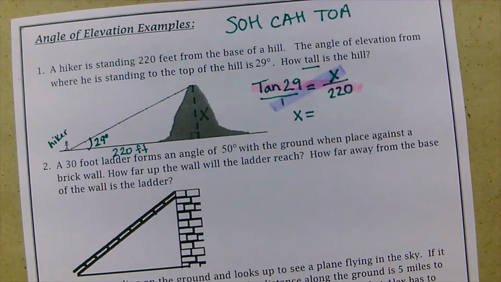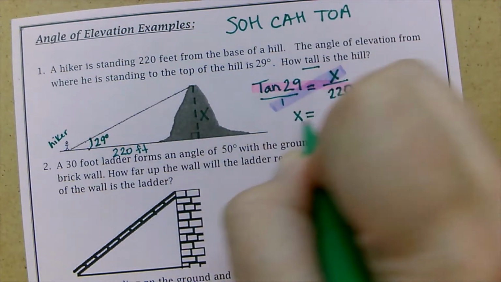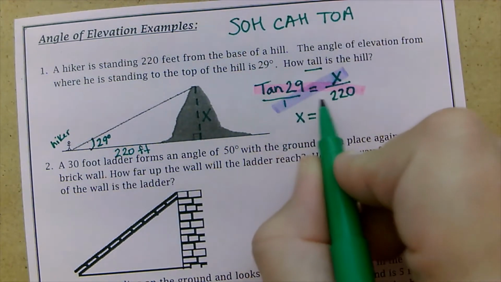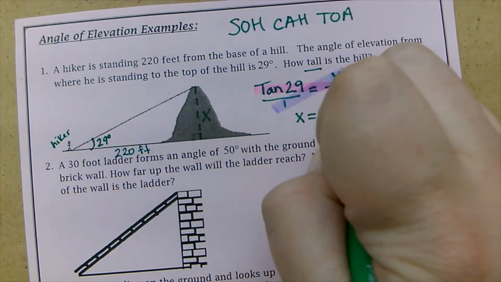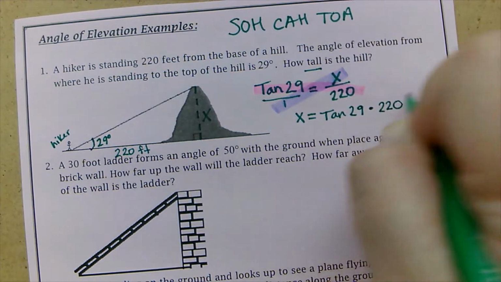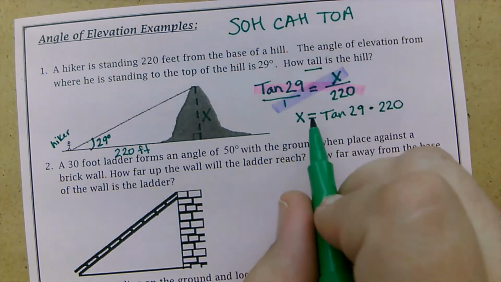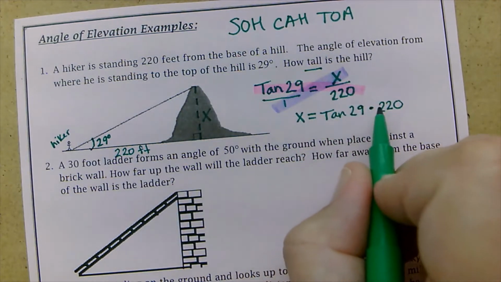So whatever I get when I multiply the purple will be equal to whatever I get when I multiply the pink. So x times 1 is just x, or 1x. Tan 29 is a number, and it's going to be multiplied times 220. So I'm just going to write here tangent of 29 times 220. And I'm not going to use an x for times, I'm going to use a dot because that's going to get confusing with this x. So if I want to know what x is, I have to multiply tangent of 29 times 220.